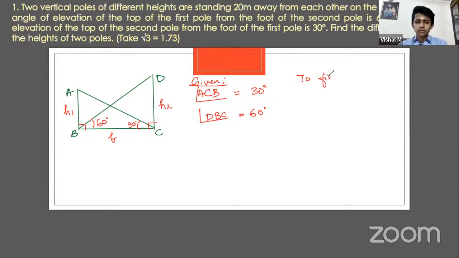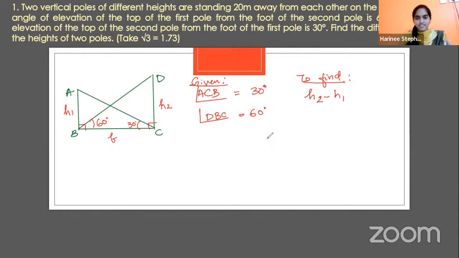So what are we supposed to find? The difference between the heights of two poles, which means we are supposed to find H2 minus H1. So as soon as you see the image, what are the values involved in it to calculate? What do you think? Which trigonometric ratio do you think will be useful here?